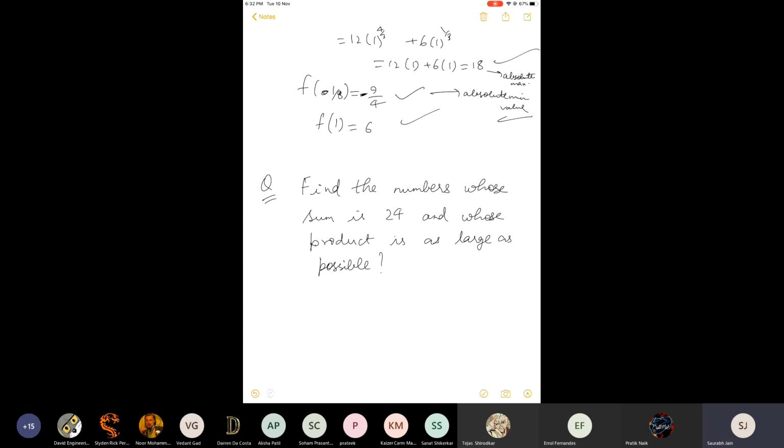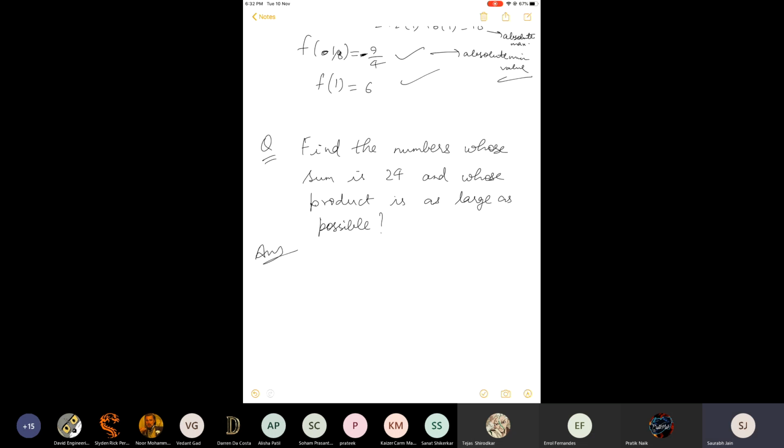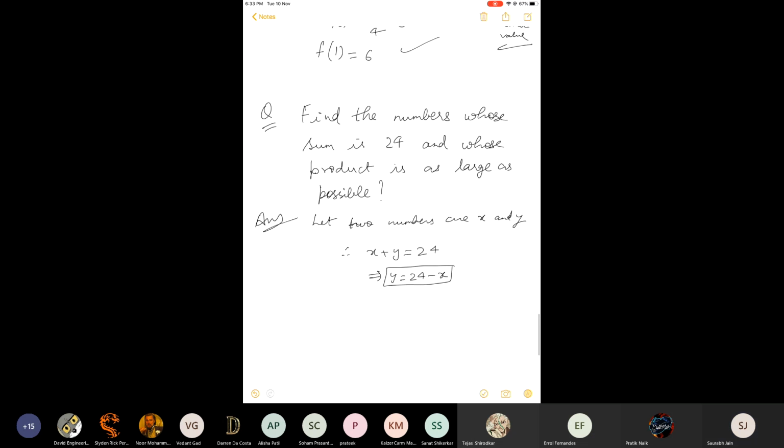Like in this case, the question is: find the numbers whose sum is 24 and whose product is as large as possible. So we'll start with: let the two numbers be x and y. Therefore, according to the given information, x plus y is 24. This means y is 24 minus x. So basically this equation gives a relation in x and y.